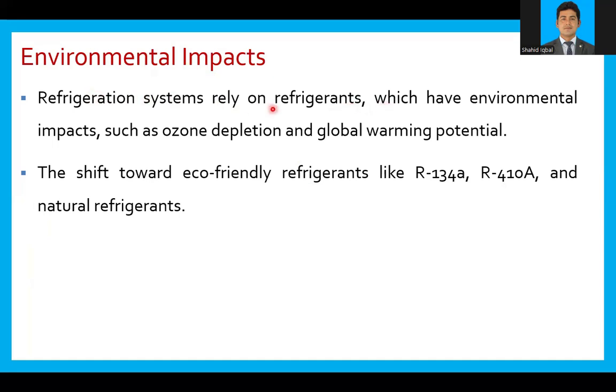So the refrigeration system relies on refrigerants which have environmental impacts, जैसे R12 और R11 का मैंने आपको बताया, R22 का बताया, वो impacts होते हैं in the form of ozone depletion and global warming potential. और मतलब आपका जो स्ट्रेटोस्फेयर है वो जहाँ तक इफेक्ट हो रहा है उसके अंदर जितने भी आपके impacts आ रहे हैं वो environmental impacts कहलाएंगे. The shift towards eco-friendly refrigerants, for example, R134A or R410A, and natural refrigerants will reduce the environmental pollution.